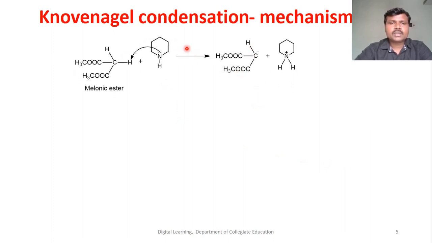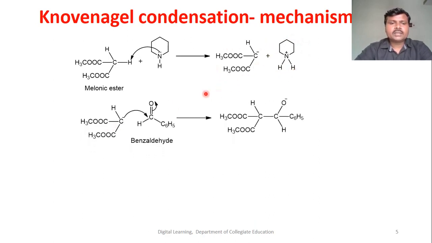Now we will move on to the mechanism of Knoevenagel condensation. In the first step, this is the piperidine and this is the malonic ester. The piperidine removes the proton of this malonic ester. This is the active methylene hydrogen atom, to give this type of carbanion, the carbon atom having negative charge, and piperidinium ion. In the next step, this carbanion attacks the benzaldehyde carbonyl carbon atom and pi electrons move to the oxygen atom to give this alkoxide ion.